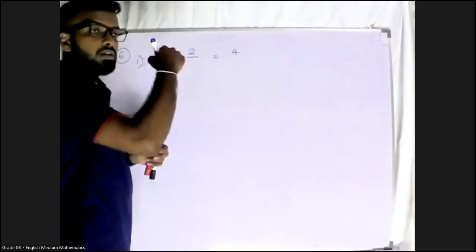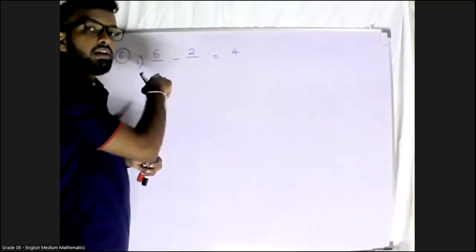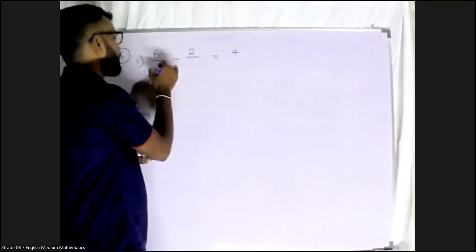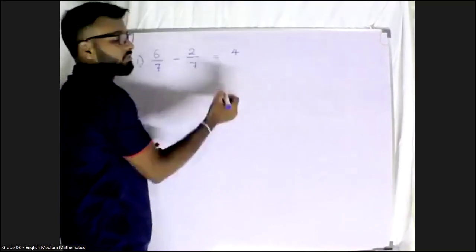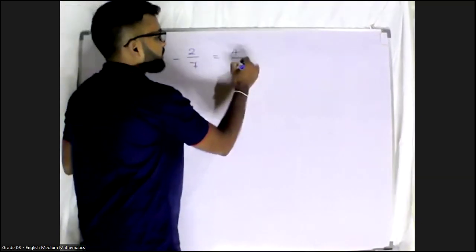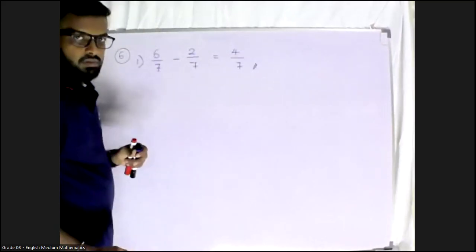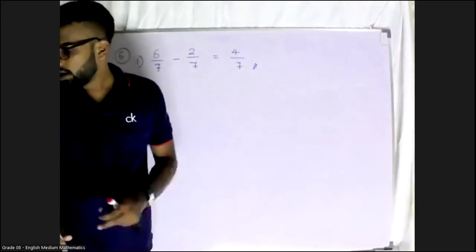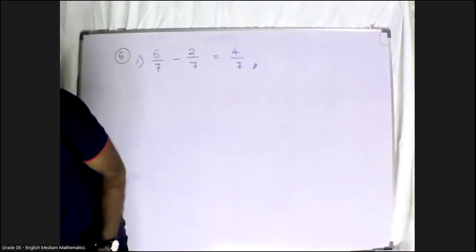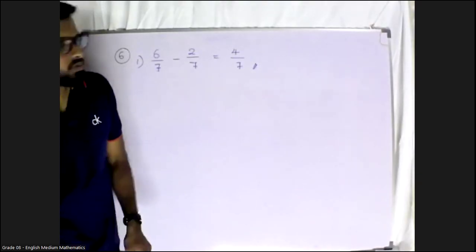So what was the number that we had in the denominator? 7, right? So just put it here. So this should be the answer for the first one, right? And I will do the second one as well, right?